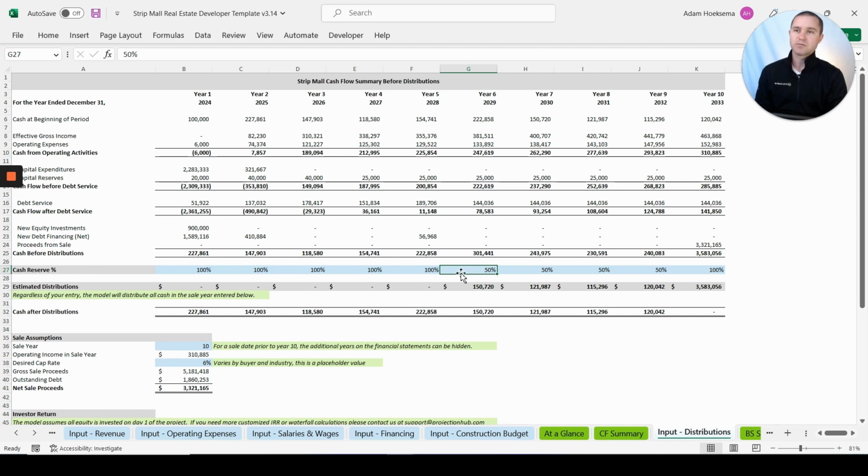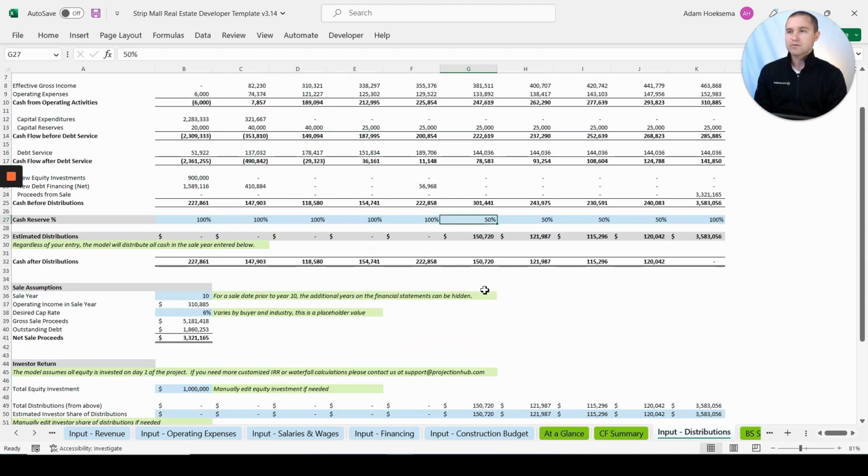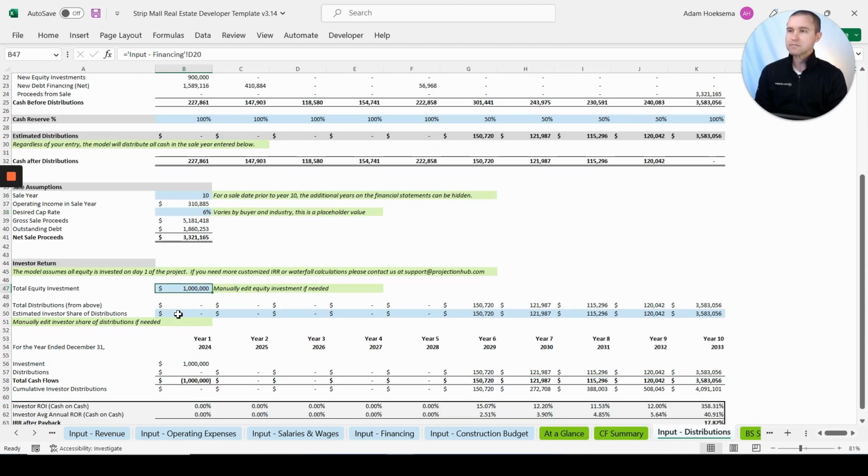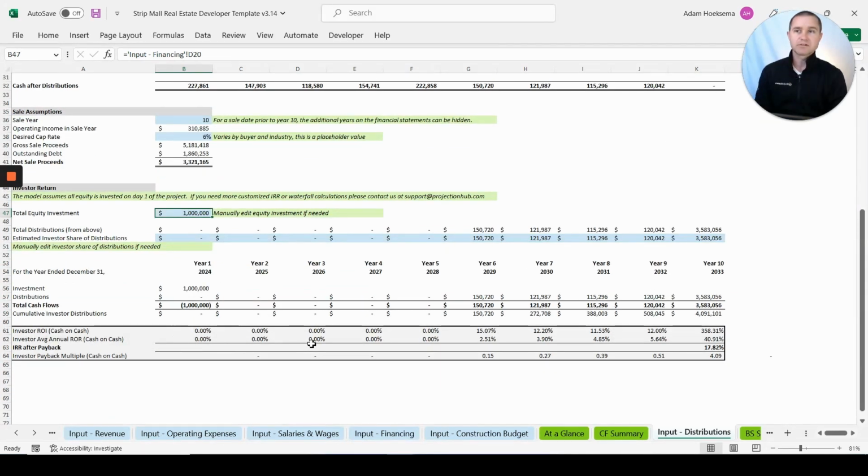So here I have assumed that we're going to reserve 50% of our cash, meaning the other 50% we're going to distribute to the owners. And so we do that for the rest of the model until we sell the property in year 10 at a 6 cap. And then based on that, our net sale proceeds will be $3.3 million after paying off the outstanding debt. We know that the total equity investment in the deal was $1 million. And so this is doing all of the calculation on the investor returns. You can see the cash flows coming in, and then ultimately the IRR and the cash-on-cash returns as well.